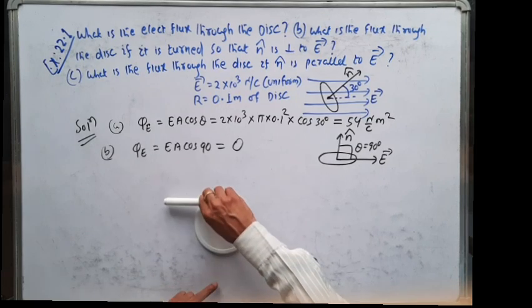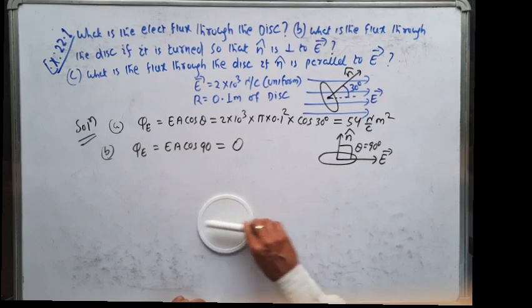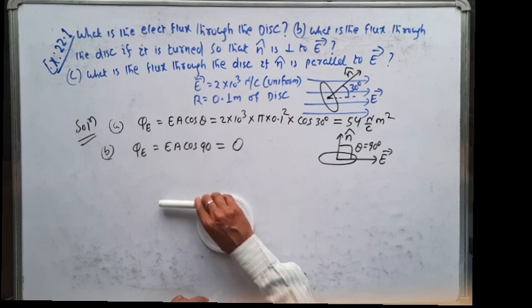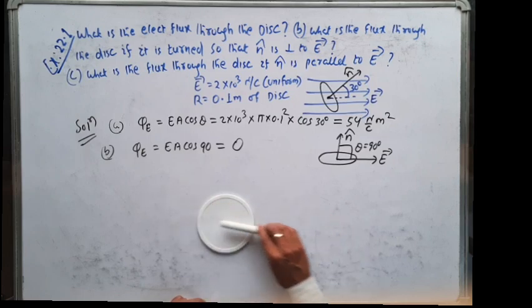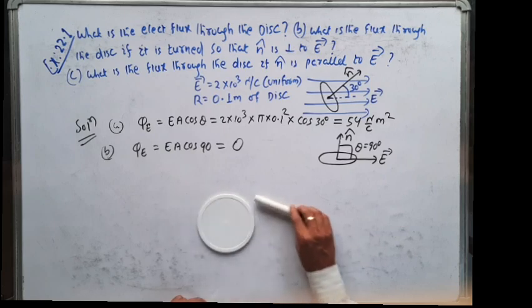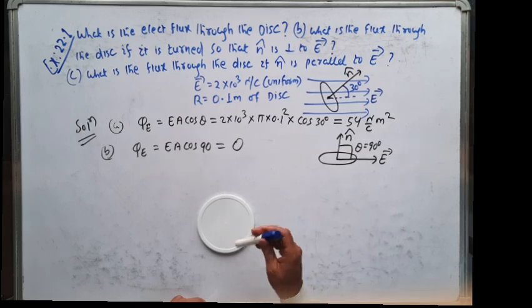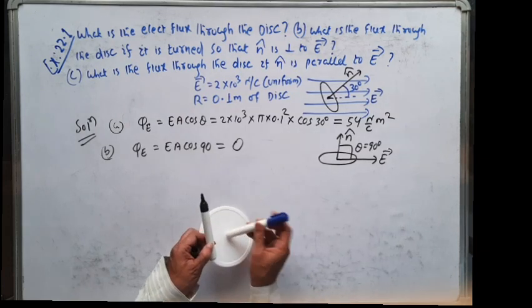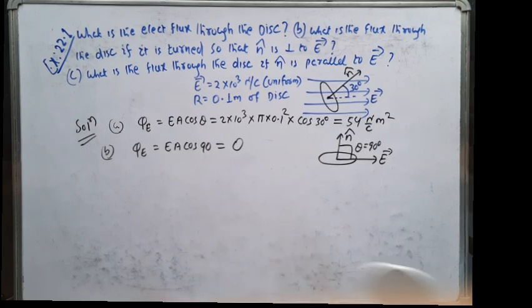That means when the lines of force are tangential to the surface, there will be no flux. I repeat, when the electric field is just parallel to the surface, just lying on the surface, there will be no flux. But if the area vector is making a certain angle with the electric field, there will be flux. Okay. So now come to the third bit.